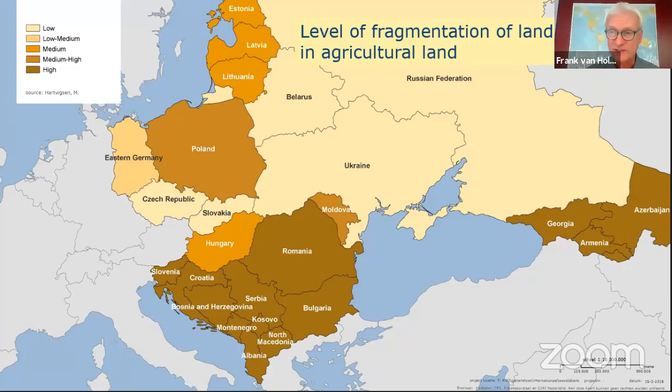But I want to state clearly that land fragmentation is not always a problem. There are certainly areas, for example, mountainous areas with diverse production systems in which farmers have different parcels in different places with different microclimates, and thus spread the risks for these farmers. So it's not always a problem, and land consolidation is certainly not always needed.